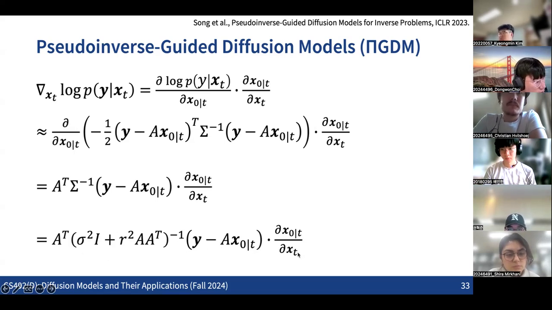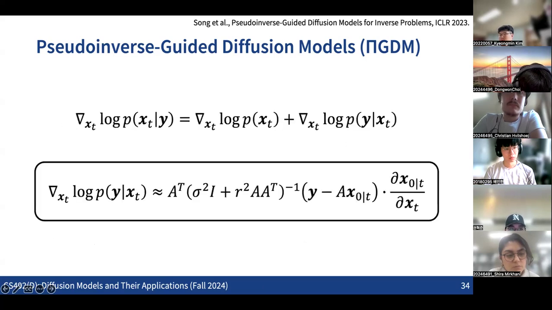And also we are multiplying the gradient of the Tweedie's output with respect to xt here. We have seen how we can get the expectation of x0 given xt using Tweedie's formula, right? So now you can see the idea of how we can calculate the score function of y given xt. Make sense?